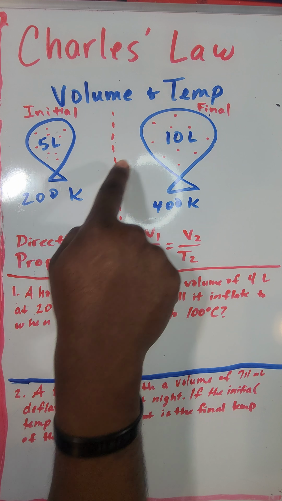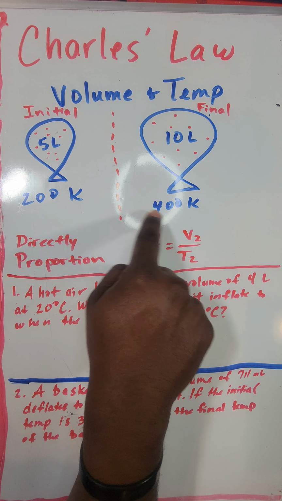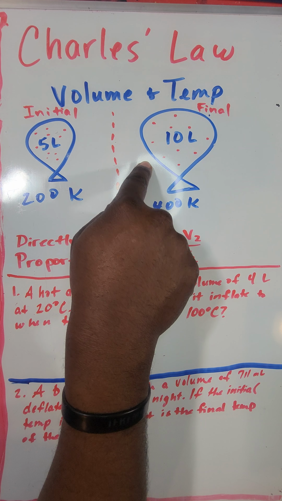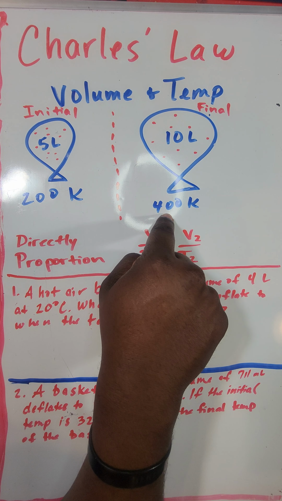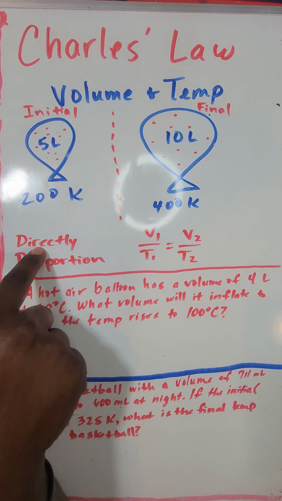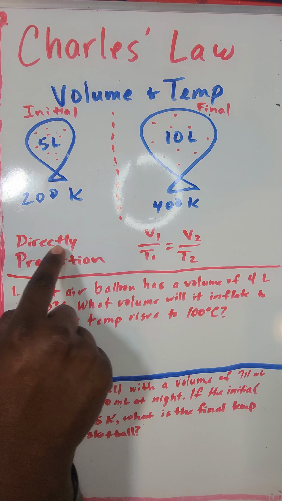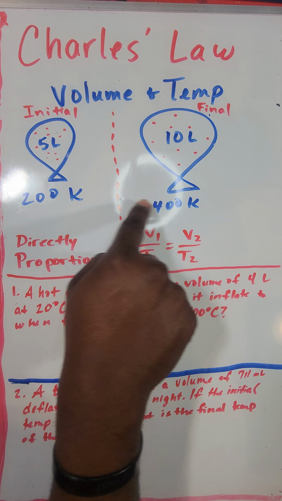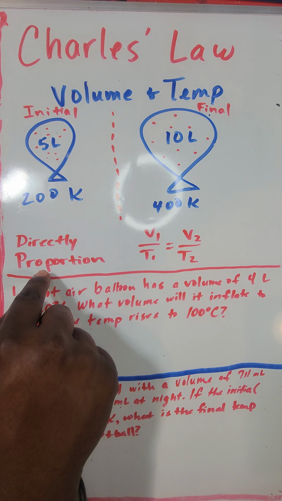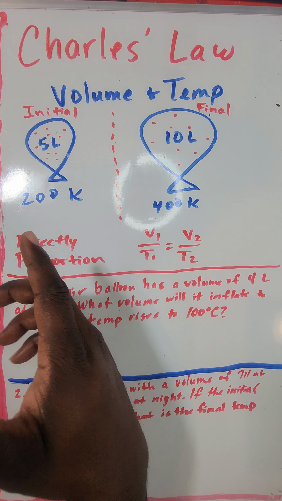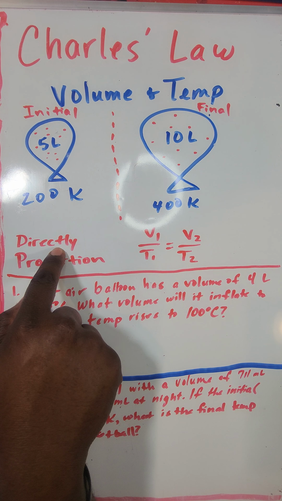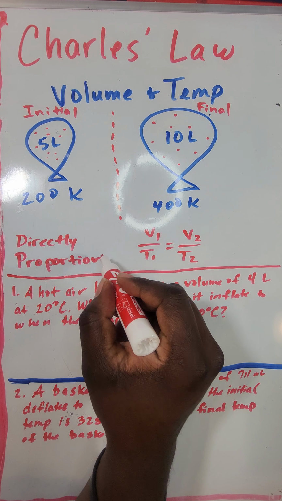Not only will it increase, but you see how 200 to 400, it doubles, right? The volume will also move proportionally to how the temperature increases. So what we say is that this Charles' law is directly proportional because they move in the same direction. As our temperature increases, our volume increases, and they're going to increase and decrease by the same ratio. All right, so that's why we say it's directly proportional.